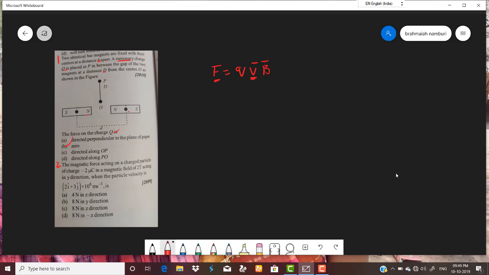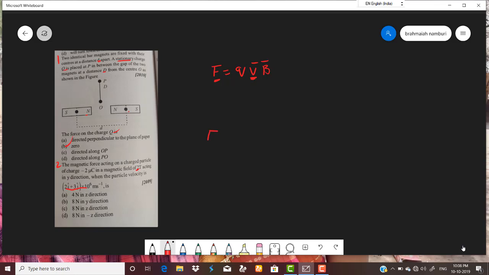Second question: the magnetic force acting on a charged particle of charge minus 2 microcoulomb in a magnetic field of 2 Tesla acting in y direction, when the particle velocity is 2i cap plus 3j cap into 10 power 6 meter per second. They gave the charge, the magnetic field and the velocity. We want to find out the force.